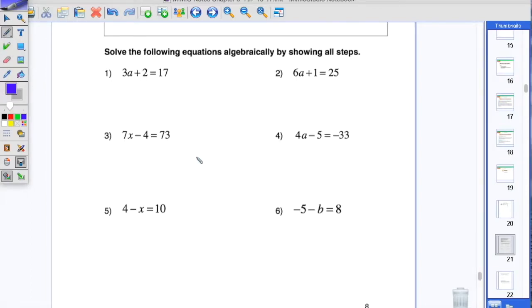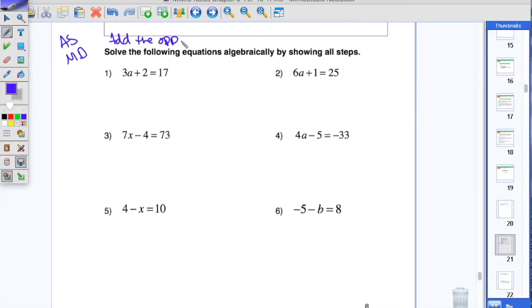So we're going to solve the following equations algebraically by showing all steps. So you do need to show your work. There's no mentally doing the work here. So we have for number 1, 3a plus 2 is equal to 17. We're doing the reverse order of operations, so we either have to add or subtract, then multiply or divide. Remember, to help us out, we can also add the opposite anytime we see a subtraction.